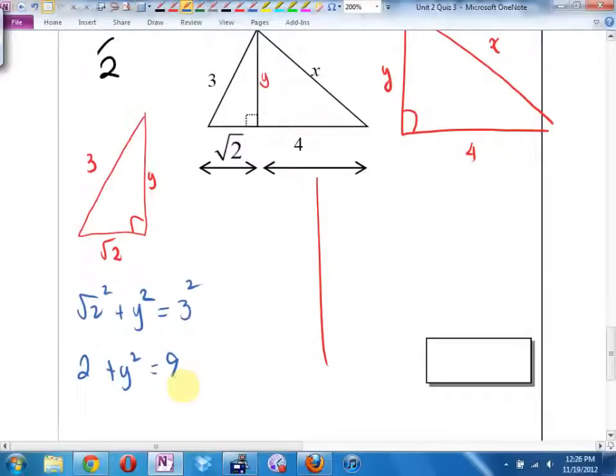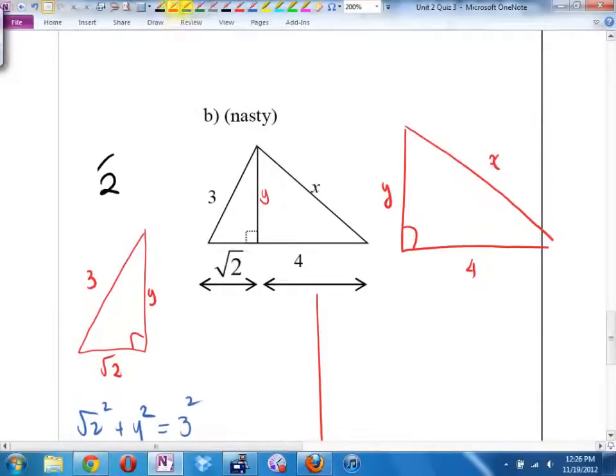How would I get the y squared by itself? Minus 2 from both sides? I think you get this. Y squared equals 7. Y equals root 7, which doesn't simplify. That's fine. But, Garrett, that helps me because now I know how long this side is. It's root 7, apparently. And now my equation's going to be 4 squared plus root 7 squared equals x squared.